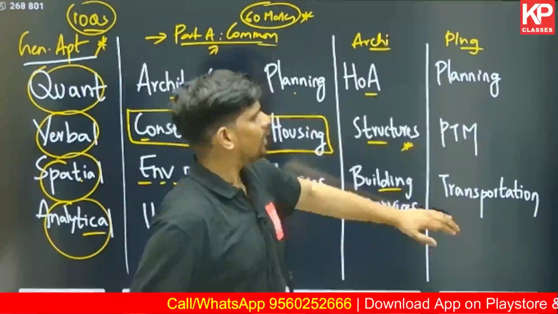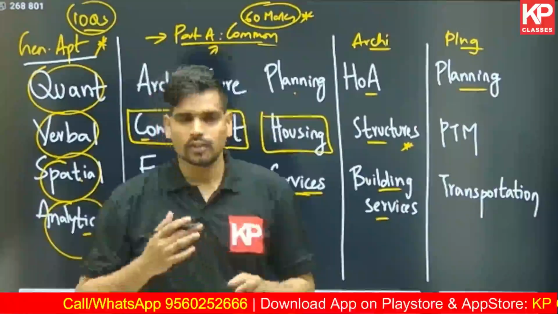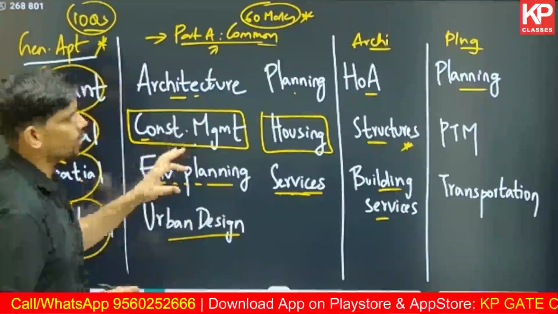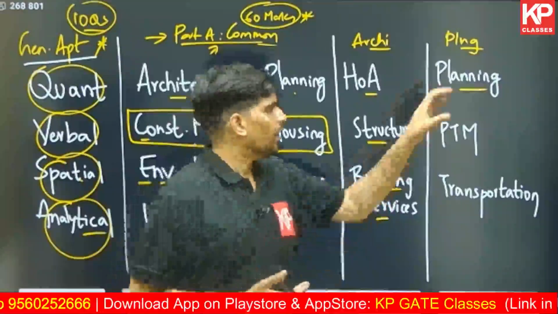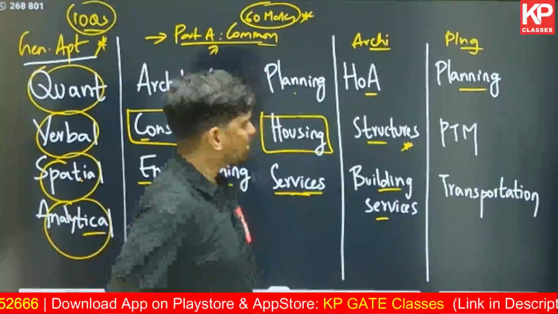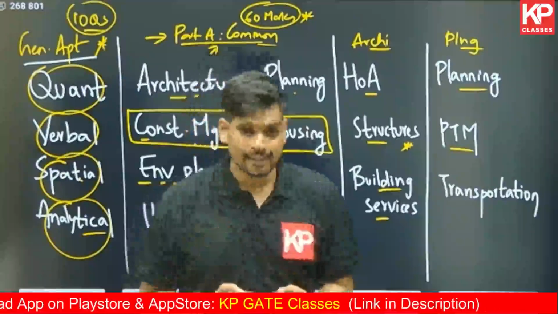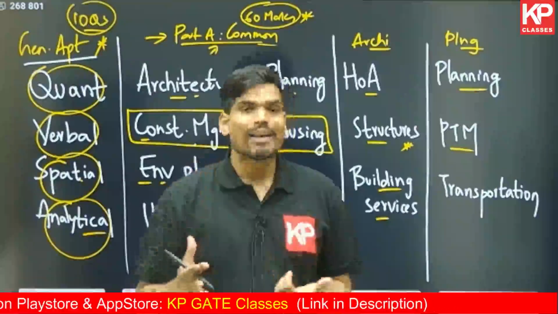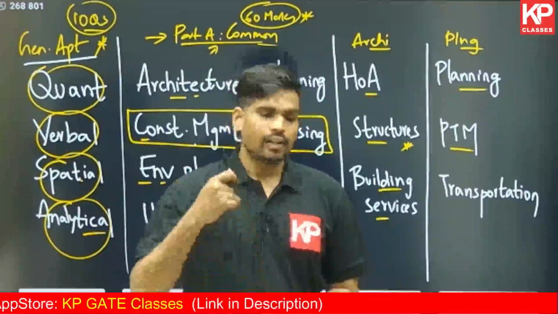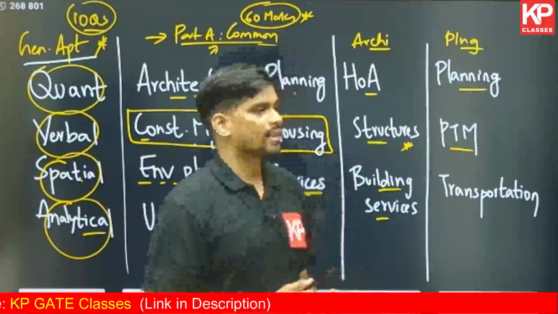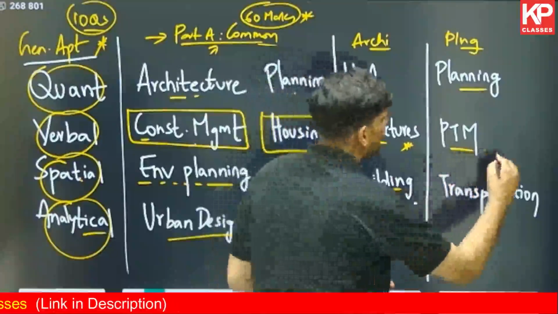So in planning you have 3 sections. The first one is regional planning, which includes planning theory. Basic planning theories are already included in the common part, but planning techniques and regional planning are included in the first section of the planning. Then you have planning technique management, which includes planning legislature, urban governance, GIS, survey and survey techniques, remote sensing, and even financial appraisal.